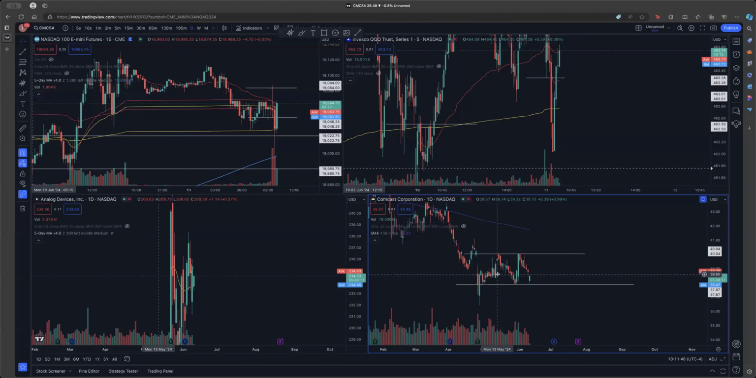And if you see the 20, 50, 200 EMA sloping to the upside on the daily time frame, it's just telling you the momentum for the last 20 days, the last 50 days, and the last 200 days is to the upside. The stock is having a series of higher highs and higher lows.